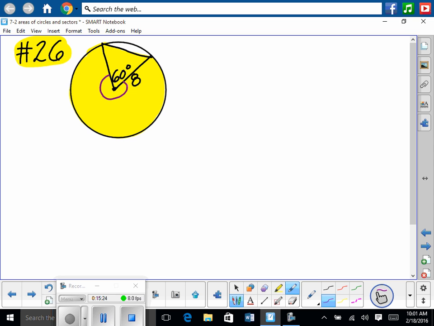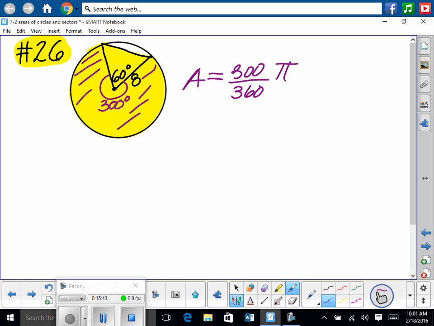Okay. So we have 360. This is 60 degrees. So what's this? 300 degrees. So now we can find the area of this piece. So area of a sector is equal to 300 divided by 360 times pi r squared. So we have 300 times pi times 8 squared divided by 360.